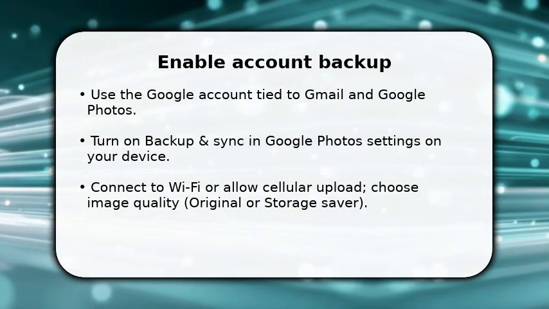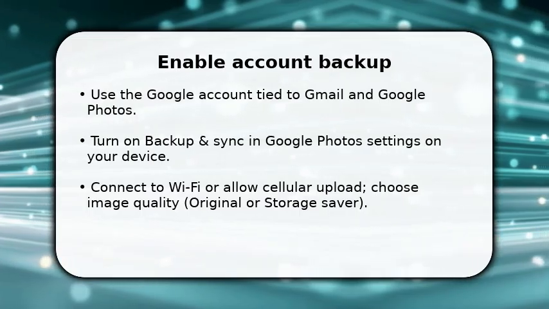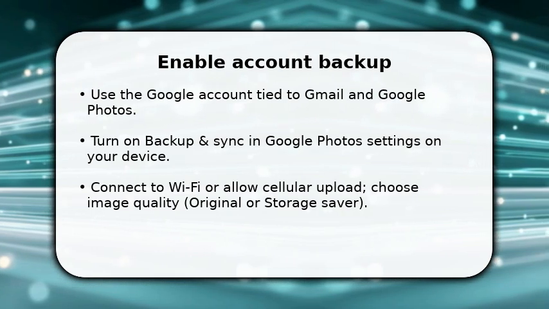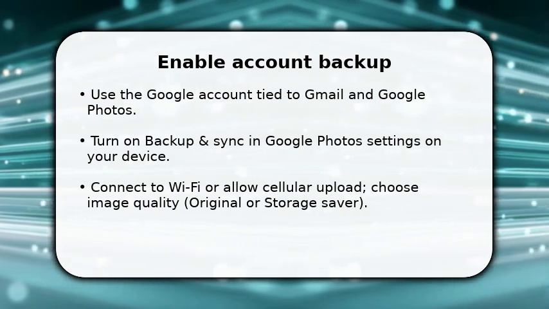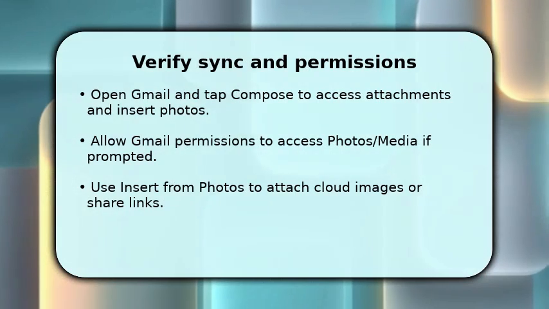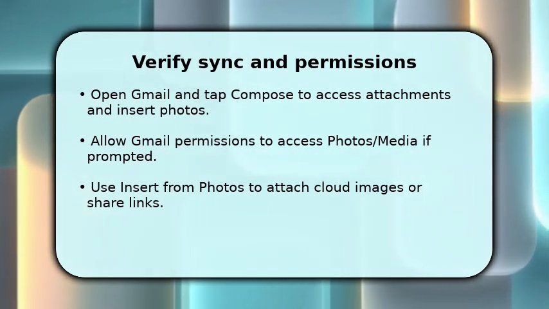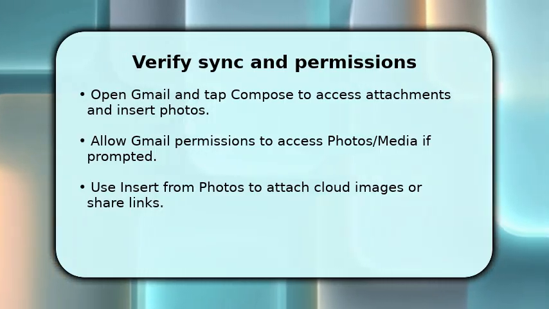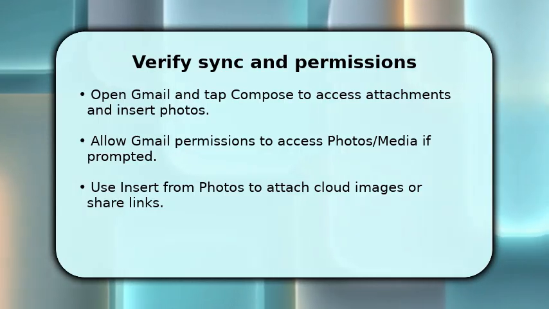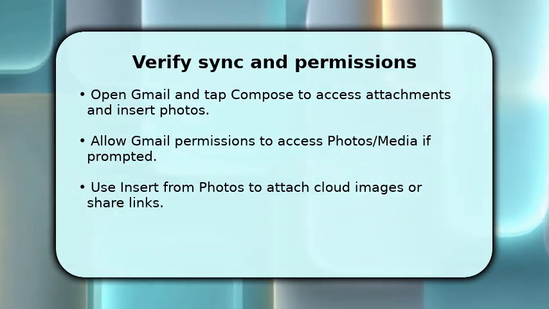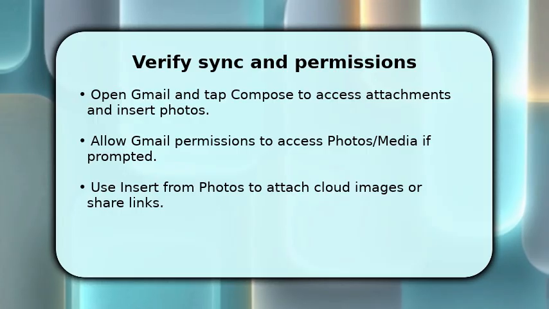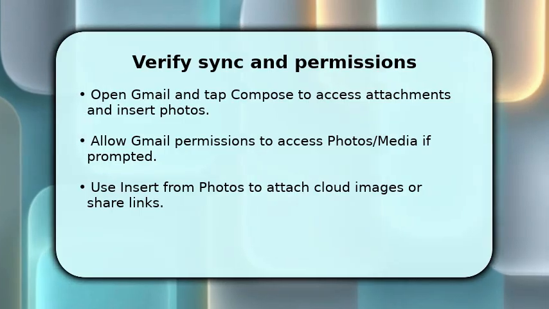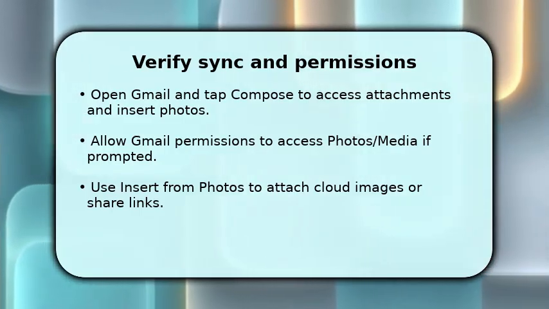Once done, your images will live in the cloud, which lets Gmail access them as attachments or links without moving files manually. Next, verify the connection by composing an email in Gmail and choosing to insert a photo. You may need to grant Gmail permission to access your device's photos or media so it can show synced cloud images. Once permitted, pick Insert from Photos or the Google Photos icon. This shows backed up items rather than local-only snaps.